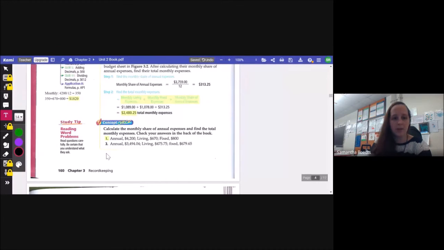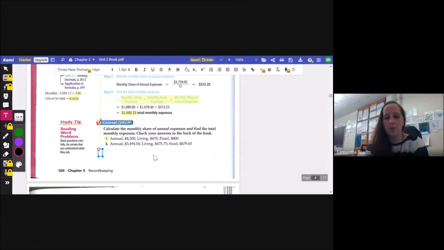This was their monthly share. So they did the $350 for the monthly share, and then their total expenses for the month were $1,820.